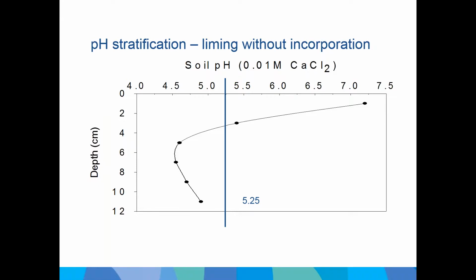Just remember, if you incorporated that, if you actually mixed that in, so offset disc, for example, then this would actually look more like this straight line, and your 0 to 10 sample would be a true representation of what the pH is in that profile. But because the soil's not being mixed, the lime is not being incorporated, the average of that 0 to 10 is not actually representing reality.